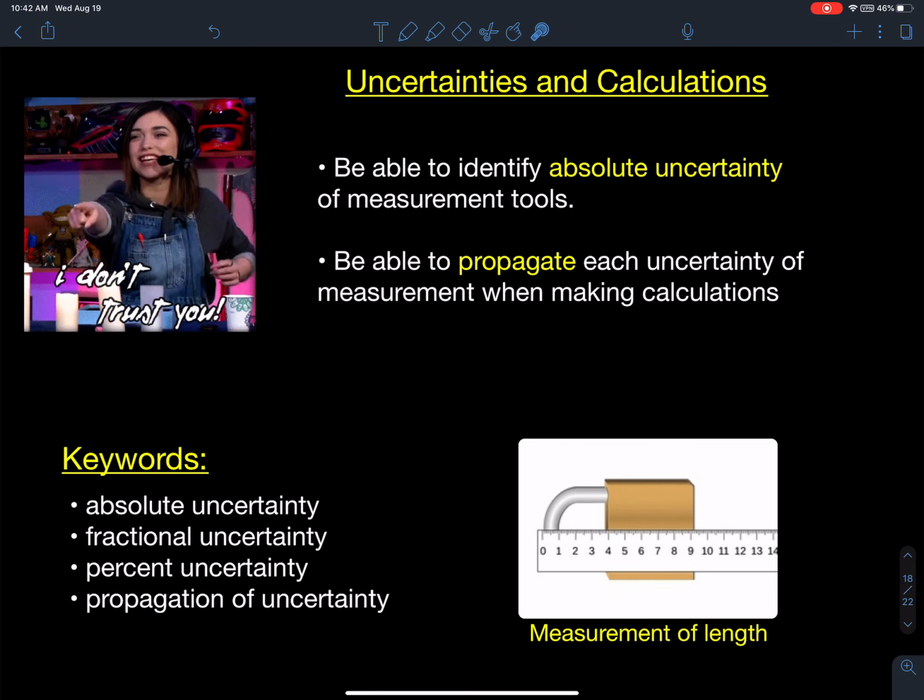So the objective today is that you have to be able to identify absolute uncertainty of each measurement, and you need to be able to propagate it, which means using them in calculations. All right, so those are the things that we're going to do.